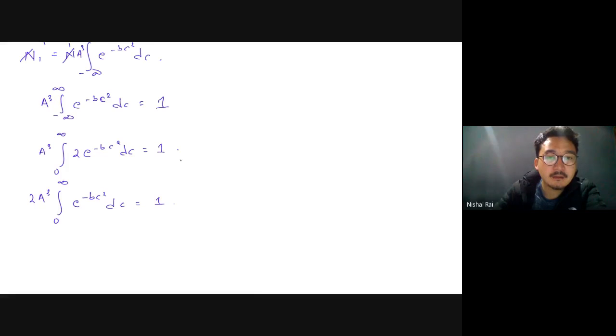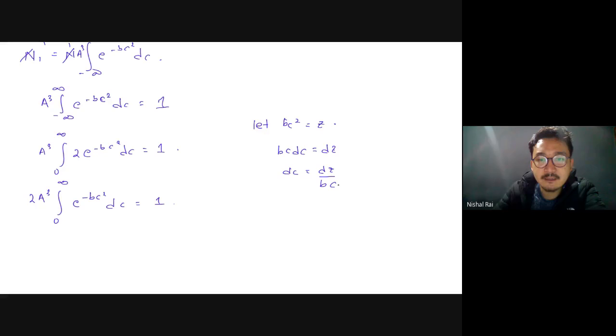1. Now what you can do is let us consider b c square equal to z. Now taking derivative on both sides, 2bc dc will be dz. I'm using the substitution method. And basically your dc will be dz by 2bc. But c is already sitting over here, which can be substituted from here. c is basically root of z by b.